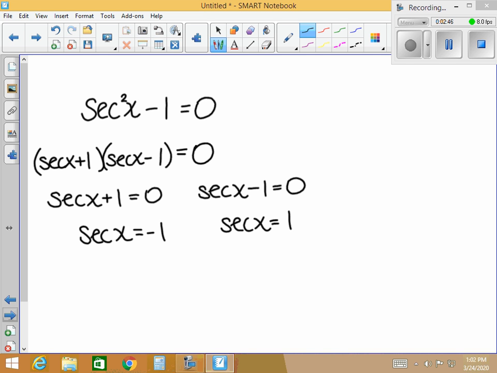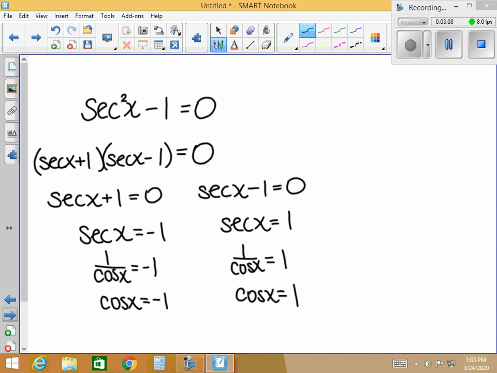If you don't like thinking about things in secants and cosecants, then remember you can write them as sines and cosines. And so secant is 1 over the cosine of the angle, which means if I take the reciprocal of negative 1, I still have negative 1. And if I take the reciprocal of positive 1, I still have positive 1.